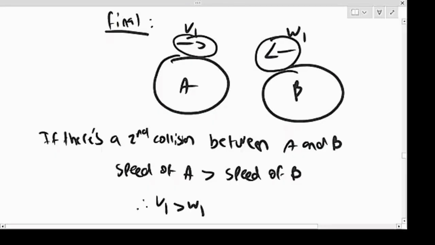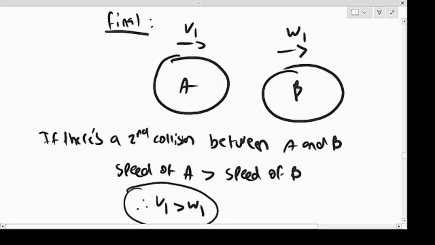You can see that, right? Their directions going towards each other. So I don't need to consider that. So I only need to consider if it's going forwards as well. So they have to catch up. A has to catch up to B. So I just need to consider V1 being bigger than W1. Okay, hopefully happy with that.